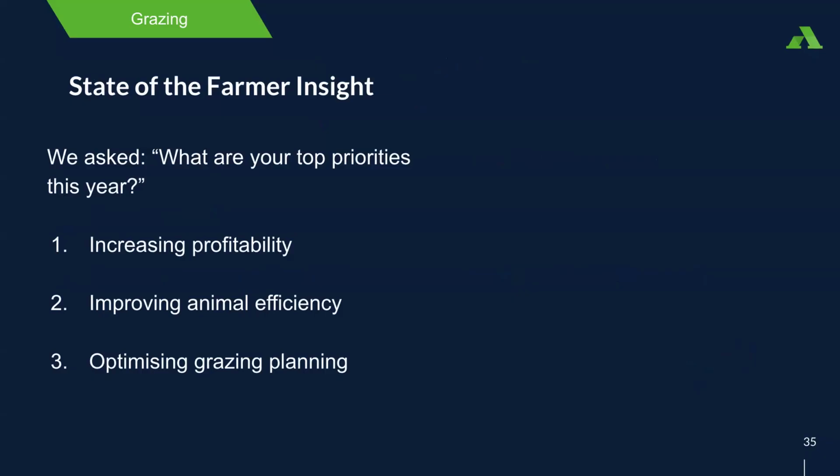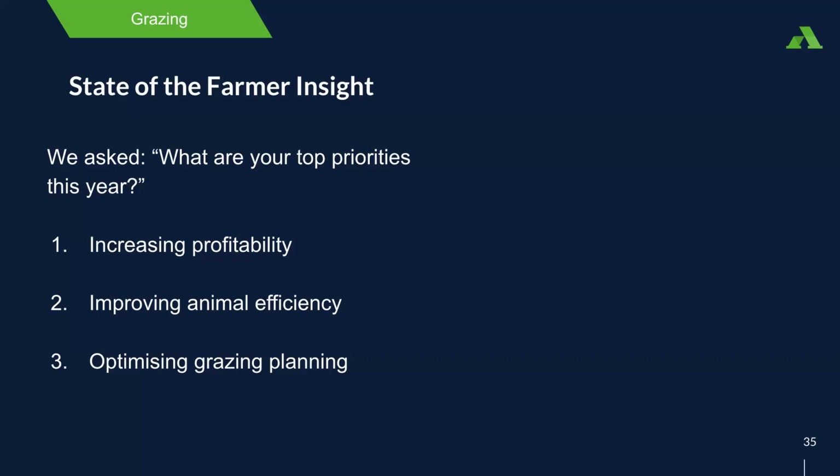People may have seen recently, and we've sent out some communications about the State of the Farmer survey that we ran. We did ask people this year, and we had feedback and responses from over 1,000 producers. What are your top priorities for this year? There were 12 different options, and people could nominate what their most important priorities were. And these were the top 3 out of the 12 options we sent out. So that was also really promising.